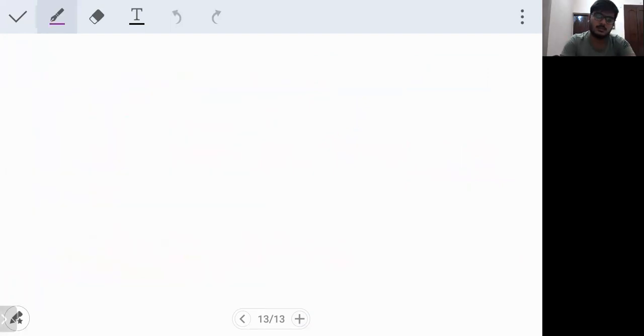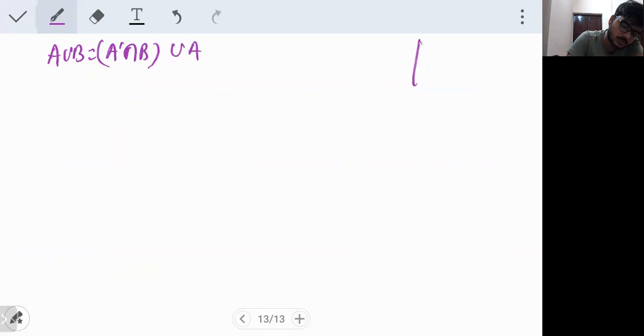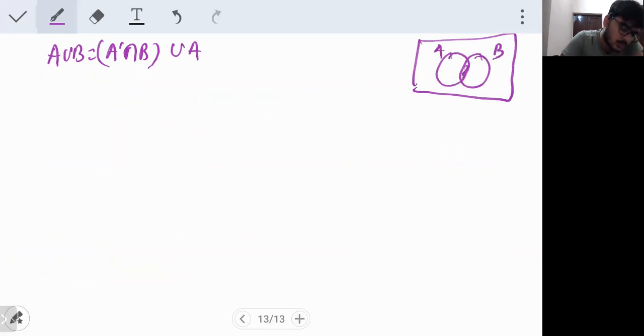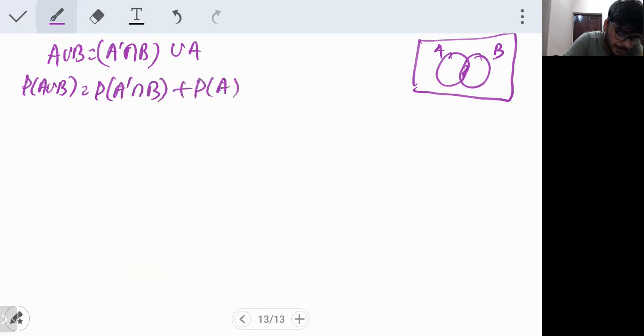So what all things we saw? We saw A union B will be equal to A dash intersection B union A. From this Venn diagram, this was A, this was B, and this was A intersection B, right? This we saw. Then we write like this: probability of A union B will be equal to probability of A dash intersection B plus probability of A.